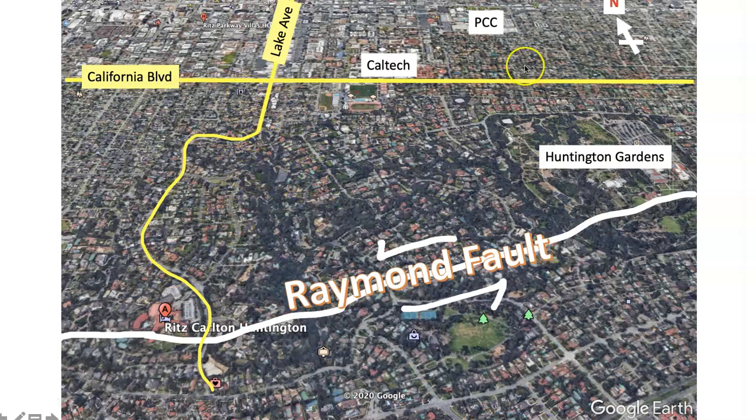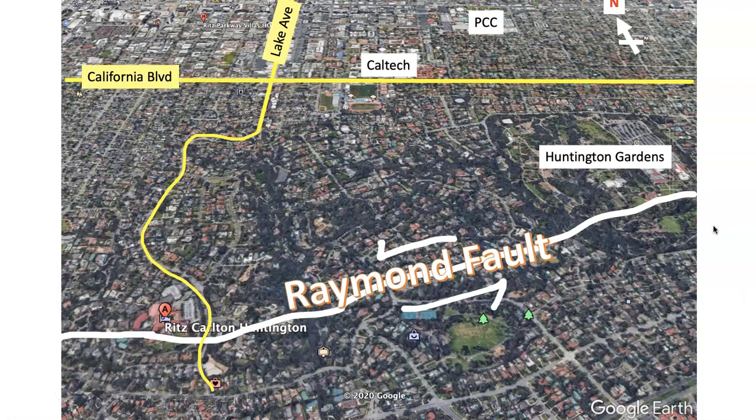Now let me get you oriented. North is up. Here's Lake Avenue coming down, crossing California Boulevard. Here's Caltech. Here's PCC. As Lake Avenue starts to wind and turn, it passes the Ritz-Carlton, where there's a hill. That hill is actually created by the Raymond Fault. It also goes through the Huntington Gardens over here. If you've ever entered the gardens and you've noticed that there's a big slope downward towards the main gardens, that's also part of the Raymond Fault.